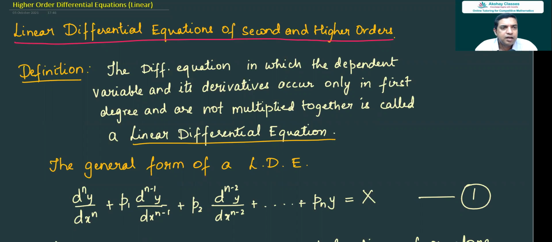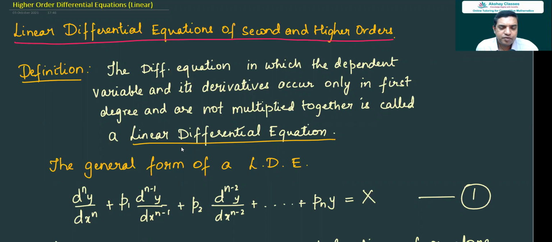So, higher order differential equations. We had just a quick review of linear differential equations of second and higher order. What we had discussed is the differential equation in which the dependent variable and its derivatives occur only in degree 1 and are never multiplied together. That is called a linear differential equation.